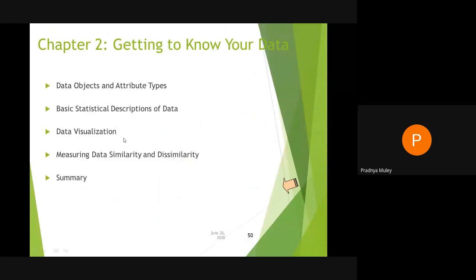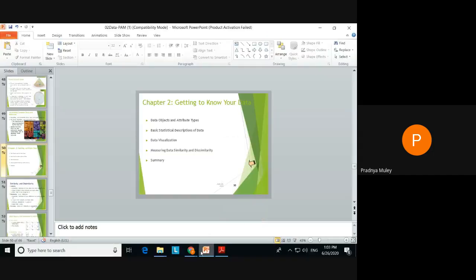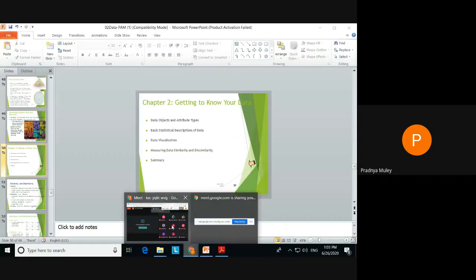Okay, so here we end with data visualization. We have seen data objects and attribute types. We have seen the basic statistical descriptions of data, and today we are done with data visualization. Tomorrow we will be starting measuring data similarity and dissimilarity. Okay, so let's stop over here.